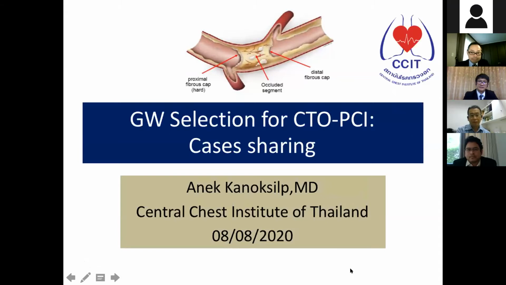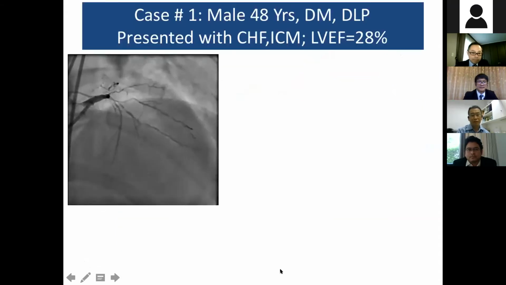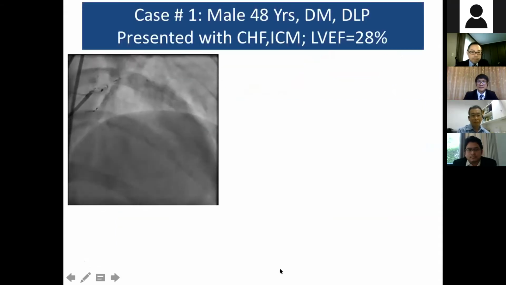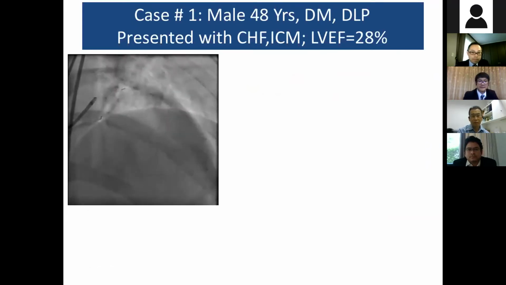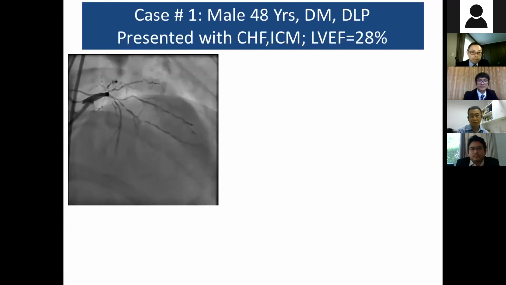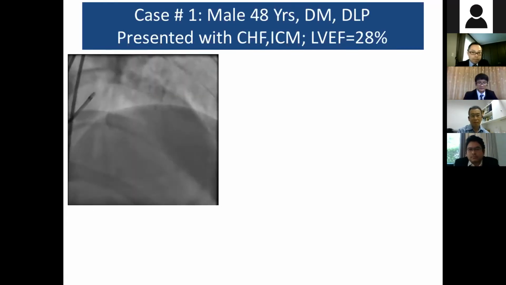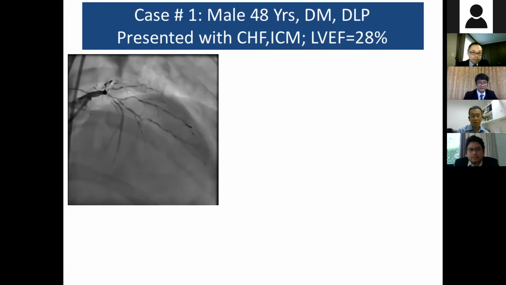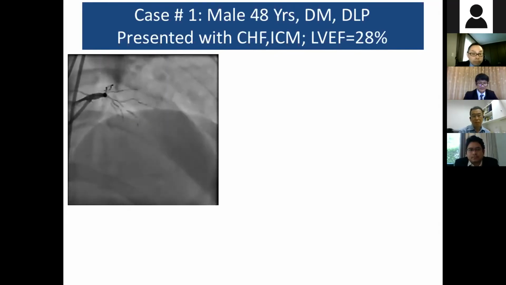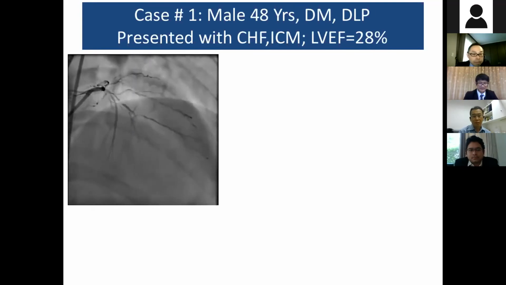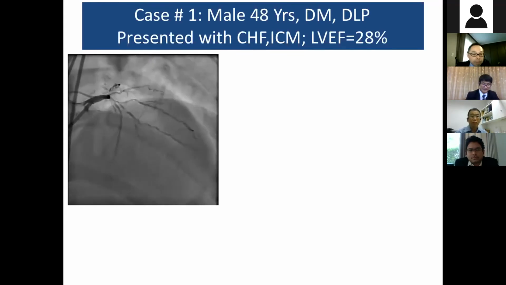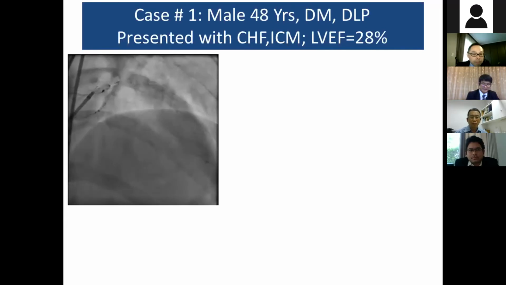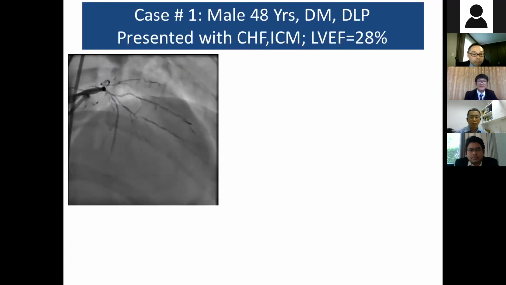The case is a 48-year-old male with poorly controlled diabetes and dyslipidemia. He presented to my hospital with heart failure and ischemic cardiomyopathy. LV function is about 28. The angiogram, from the AP cranial view, shows diffuse LAD stenosis with total occlusion in the mid portion.